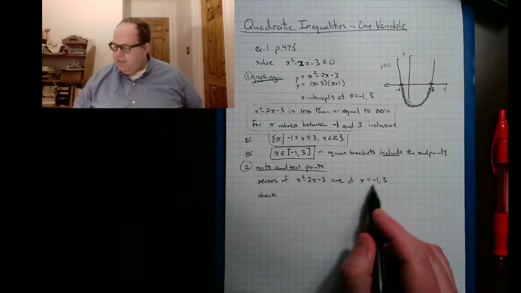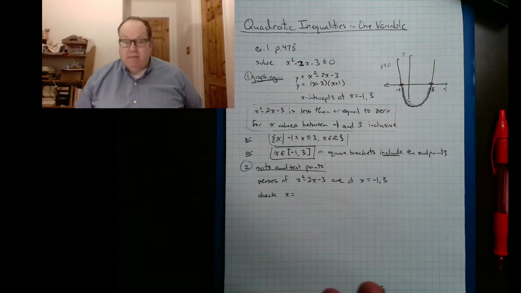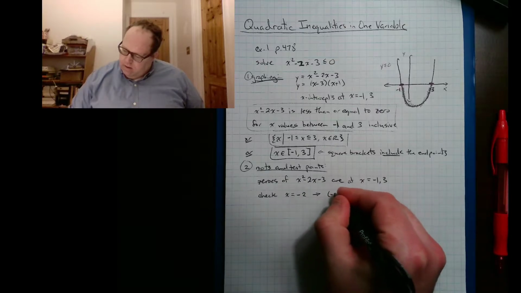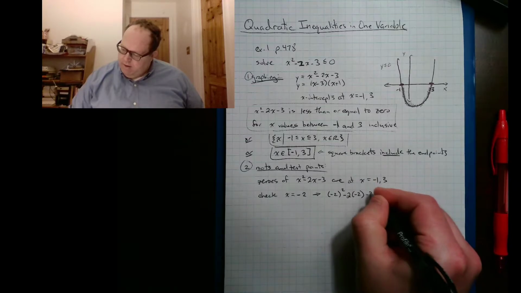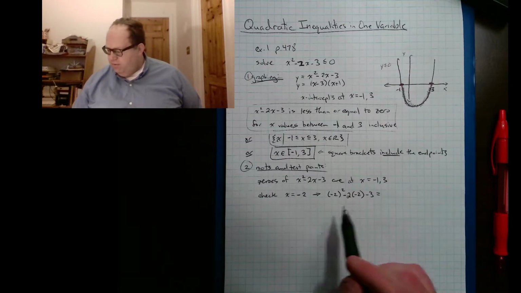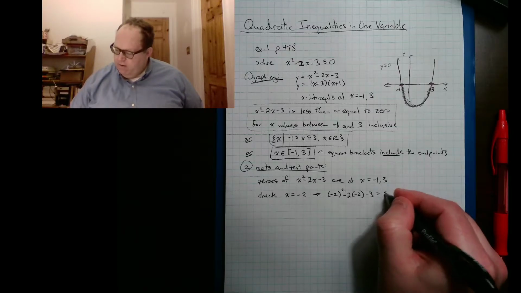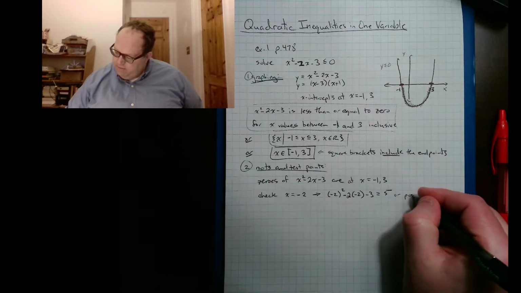So let's say I check something below negative 1. Check x equals, doesn't really matter as long as it's less than negative 1. So I'm going to say negative 2. Negative 2 squared minus 2 times negative 2 minus 3 is equal to 4 plus 4 is 8 minus 3 is 5. Positive.